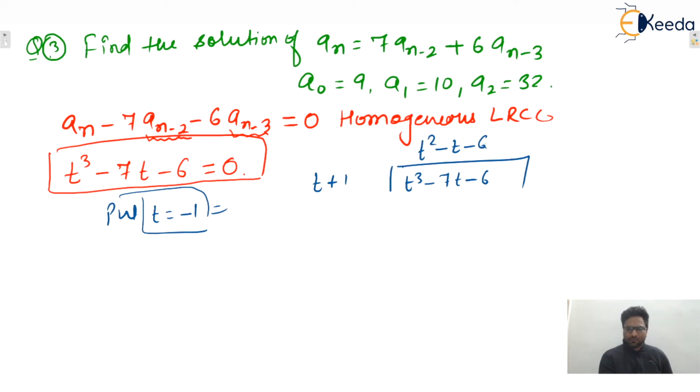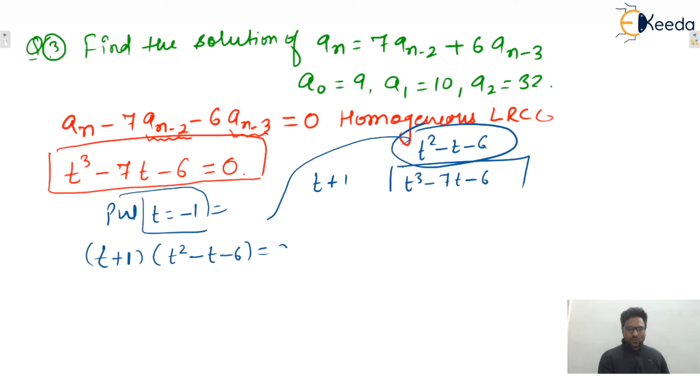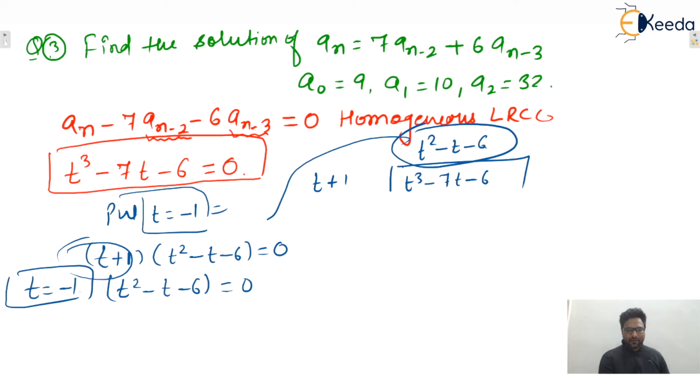You can see after division. Everybody knows about division, so that will be the quotient, and that will be the other factor. So we can write it like that: t plus 1 into t square minus t minus 6 equals 0. So after multiplication it becomes t square minus t minus 6. Either it is 0 or t plus 1 equals 0. So from here we get t equals minus 1, which we already got. Yes or no? Already we got this one.